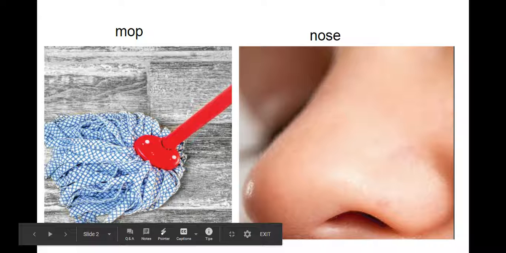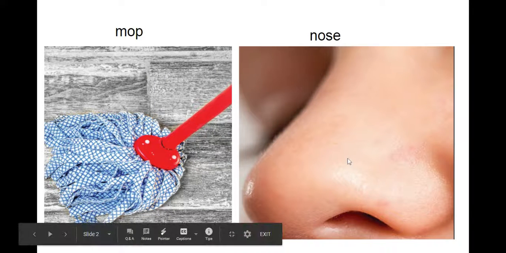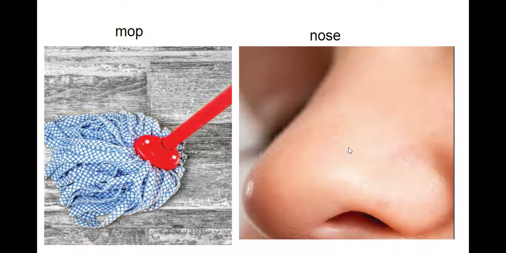Let's start by looking at these two pictures. We have a picture of a mop. Let's hear what O sound you hear in mop. In the middle, you hear the ah, which is a short O sound. The next picture is a nose, sound nose. O. That one has the long O sound.